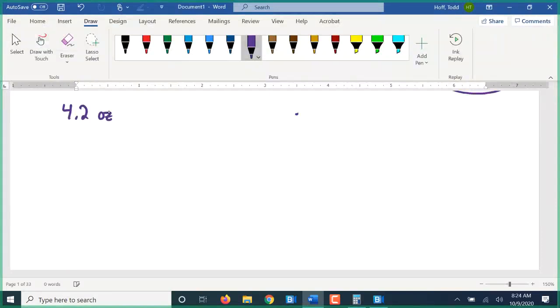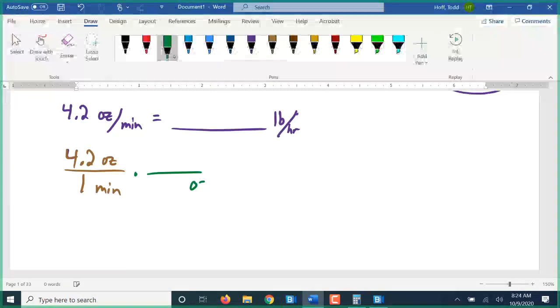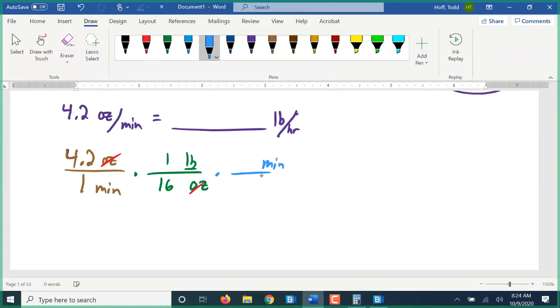4.2 ounces. We want to put that in pounds per hour. So we'll do our 4.2 ounces per 1 minute. We want to get rid of ounces, so we're going to put them on bottom. So pounds on top, 1 pound is 16 ounces. The ounces have canceled out. Getting rid of minutes. Minutes are on bottom. We're going to put them on top to cancel out.